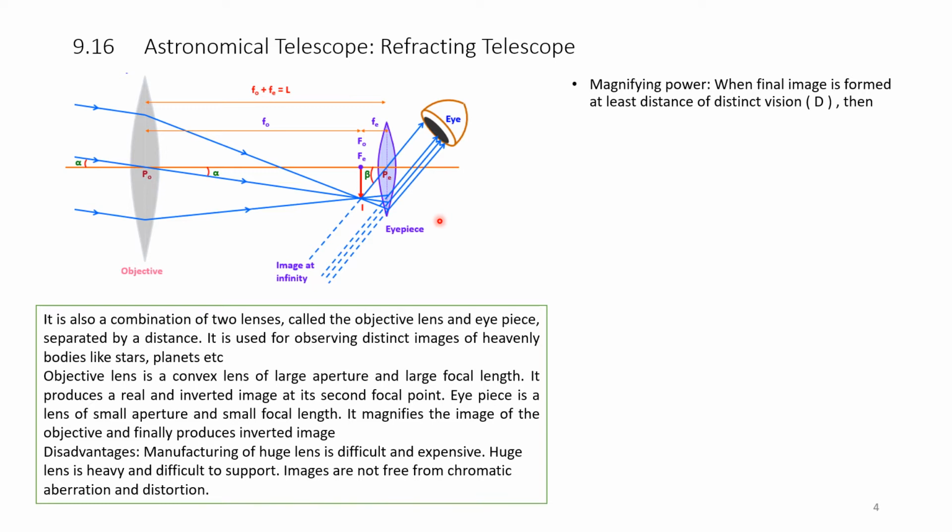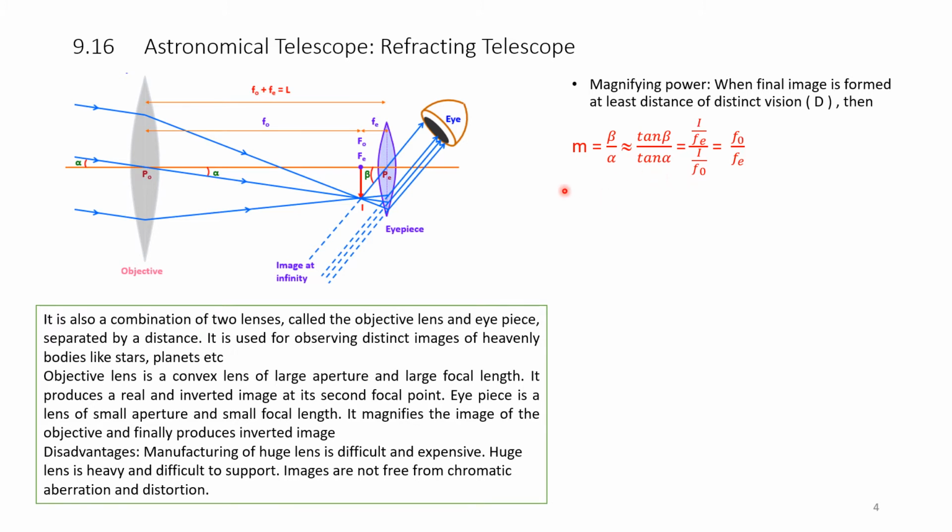Now let us define the magnifying power of a refracting telescope. Magnifying power is defined as m equal to beta by alpha. Beta is the angle, as shown in the figure, subtended by the principal axis and the ray emanating from the first image. Alpha is the angle made without the help of lenses, as shown here in the diagram. Therefore, m is equal to beta by alpha, approximately equal to tan beta by tan alpha.